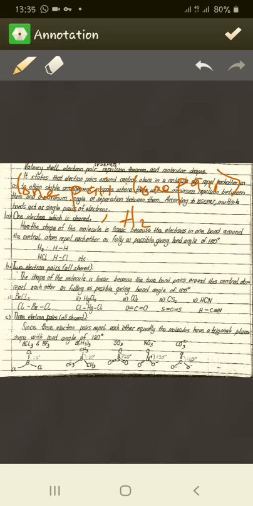A hydrogen molecule contains two hydrogen atoms. Remember, we have always been saying that a covalent bond is formed by sharing of two electrons, where each hydrogen donates an electron. So this hydrogen has donated one electron, and this hydrogen has also donated one electron to form this bond.